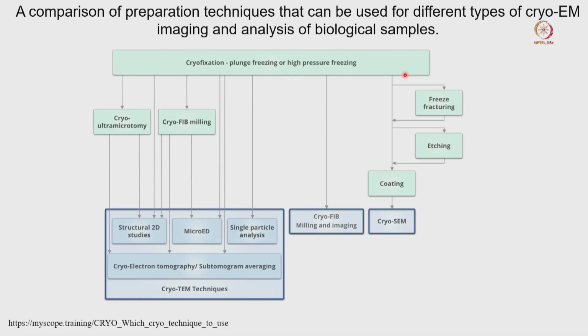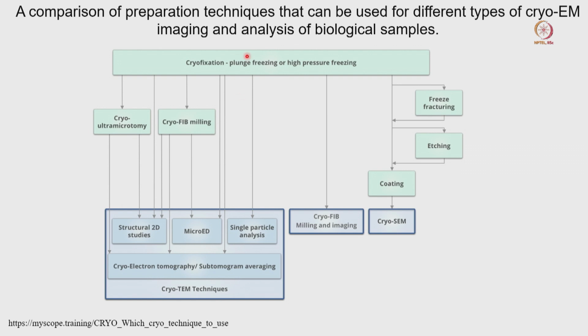Here is another flow chart. You can see that for cryofixation we can use plunge freezing or high pressure freezing. When we have the sample from high pressure freezing, we can use ultramicrotomy techniques, that is cryo ultramicrotomy, and then make sections and use them for cryo electron tomography or subtomogram averaging. The other way is that when we have the fixed cell, we can use FIB milling to rupture the cell membrane, go inside the cell, and perform the tomography.